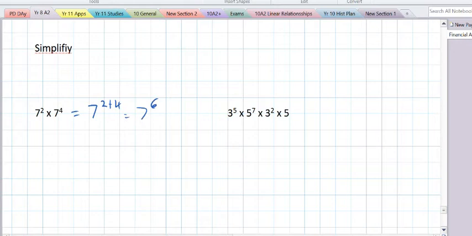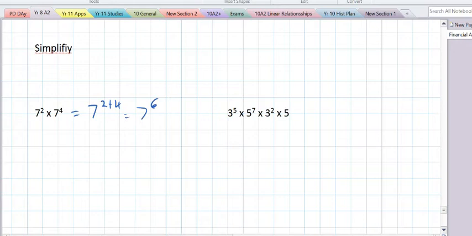You don't have to work out the actual number, no. It'll just be simpler. Simplify. If it says simplify and evaluate, then you need to find the number. Yes, well done. Alright, now looking at the one on the right.